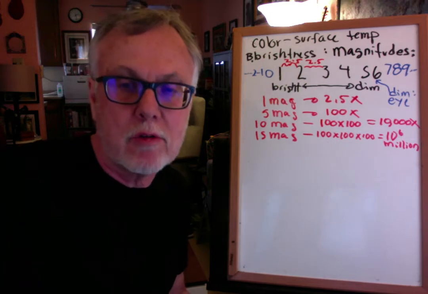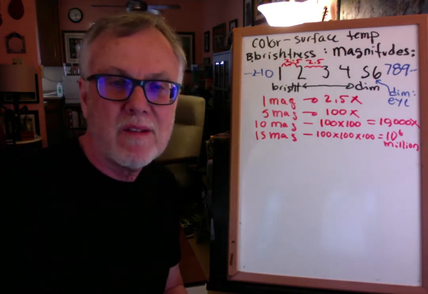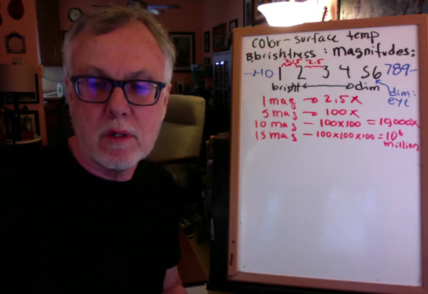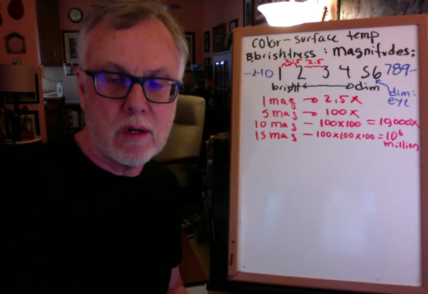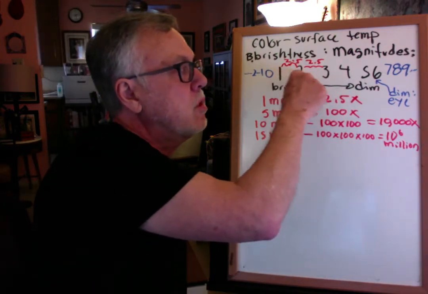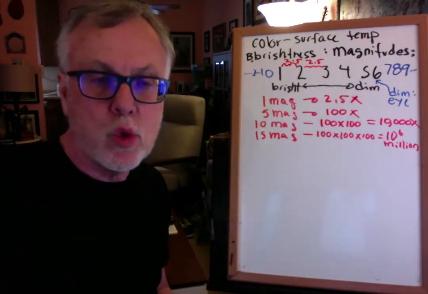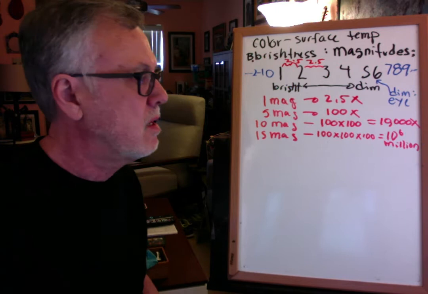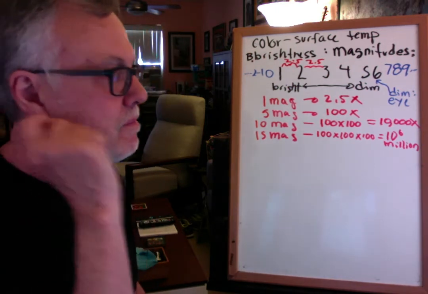Seems again counterintuitive. Hey guys, tell me something. What's dimmer? A magnitude 2 star or a magnitude -2 star? And of course the answer is, as you go into bigger numbers, it's dimmer. So the magnitude 2 star would be dimmer than a magnitude -2 star. Make sure you understand that.